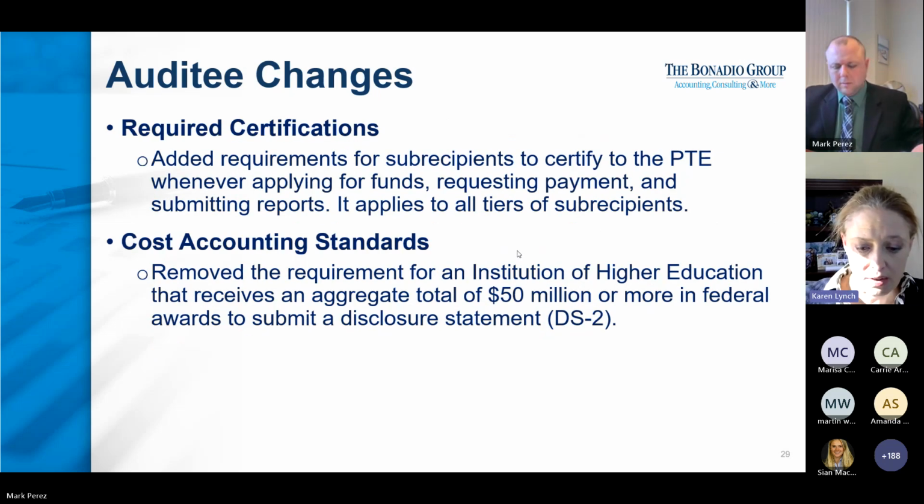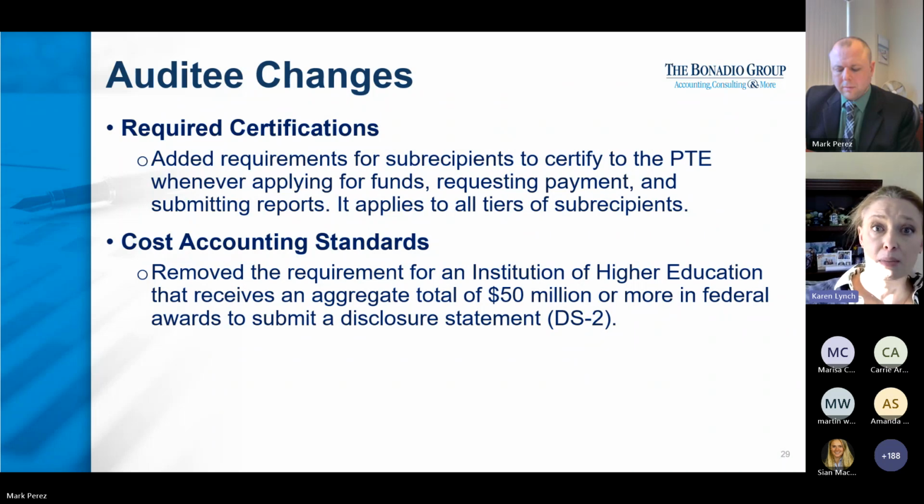Looking at required certifications. So again, I had mentioned it earlier, it applies to all tiers of subrecipients. So there are requirements for the pass-through entity and requesting payment to certify the use of the federal dollars, and that applies to all tiers of subrecipients. So as Mark and I have made an example, it starts at the federal level, it goes through New York State. From New York State, it could go to your local county government, and then from your local county government, it comes down to your organization.